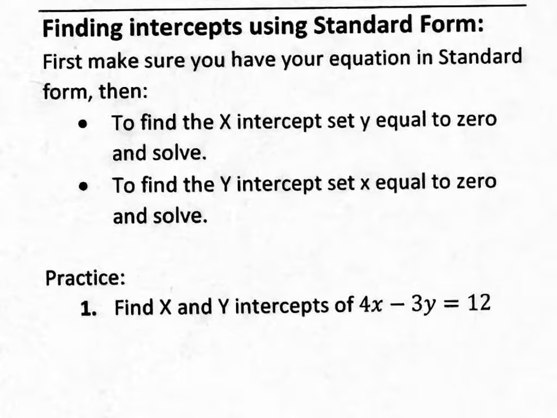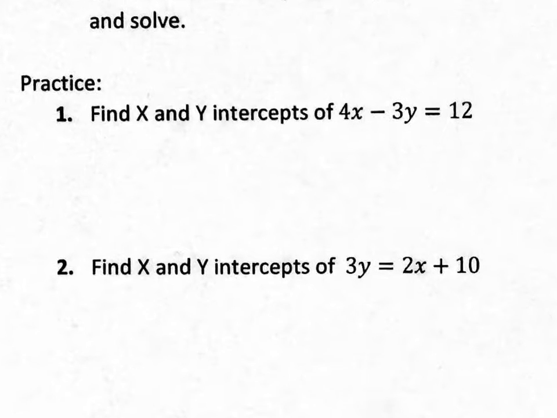Now, you first need to make sure that you have a standard form equation, okay? And we do have a standard form equation right here: ax plus by equals c, right? The thing is, on this first one, it's already in standard form, and they want us to find the x and the y intercepts. How do you find the x-intercept? To find the x-intercept, you set y equal to 0 and solve.